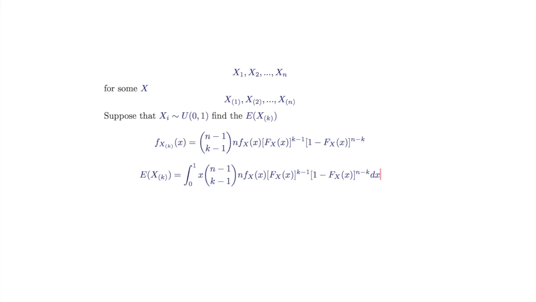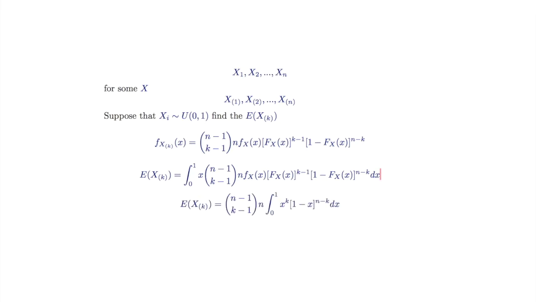So now we can take out this part here that's not a function of x, pop it on the left, and then we can plug in our values for our explicit uniform density. So we know that the density of the uniform here is 1. We know that the CDF of the uniform is x, and 1 minus the CDF of the uniform is 1 minus x to the n minus k. And let's see, we can combine these two into x to the k. Okay, cool.